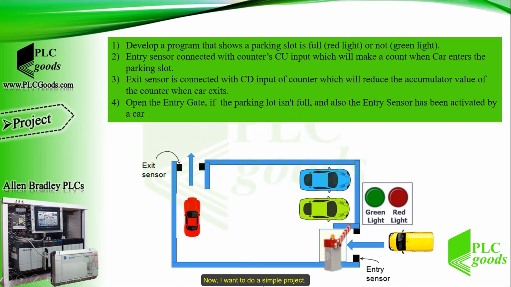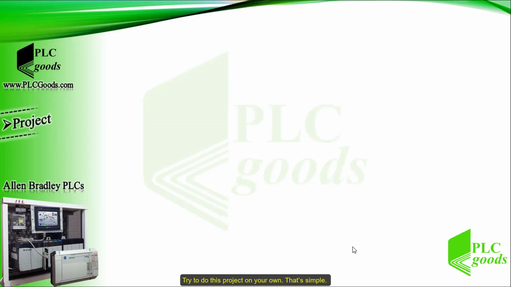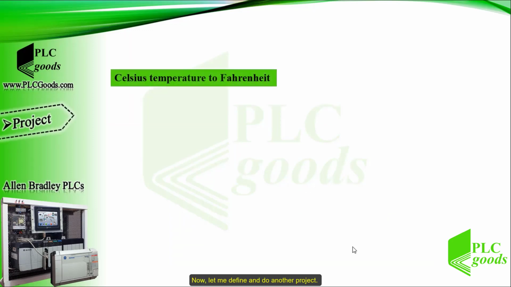Now I want to do a simple project. Let's start with the parking lot project, whose PLC program was generated in the previous video. Now let's assume that the parking lot has 2 entrances. We need to use another up counter to add its value to the current value of the first up counter. Try to do this project on your own. That's simple. Now let me define and do another project.